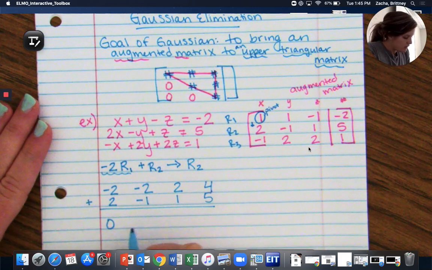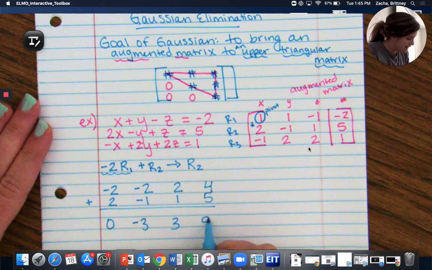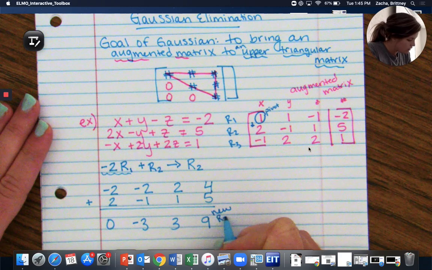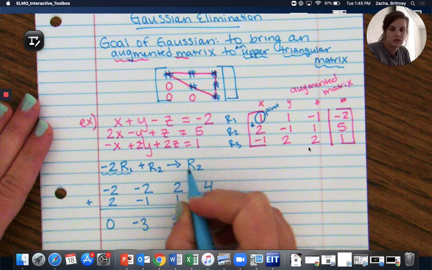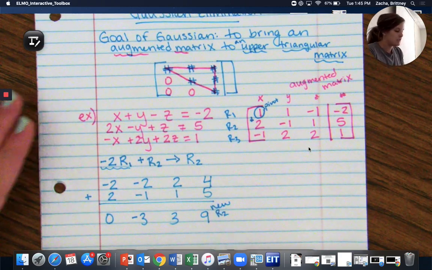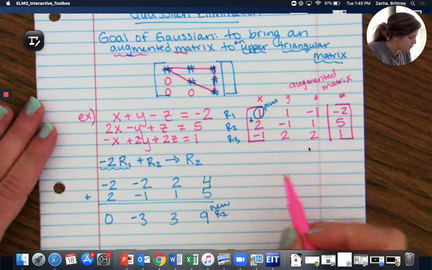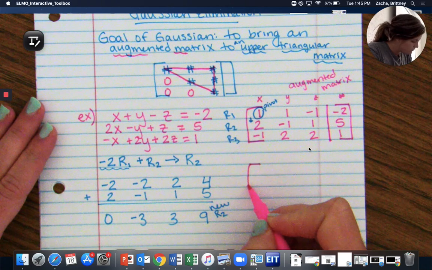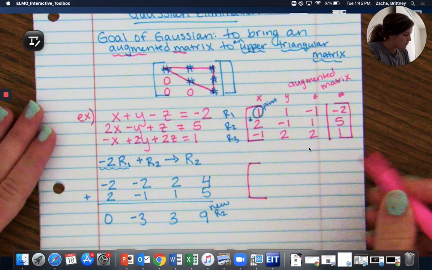Negative 2 plus a negative 1 is negative 3. 2 plus 1 is 3. 5 and 4 is 9. And I like to make a little note to myself. This is my new R2, right? That's what it resulted in. So that's what this is. Just because then when I come over here, I'm going to bring down my matrix. I'm going to rewrite my matrix.